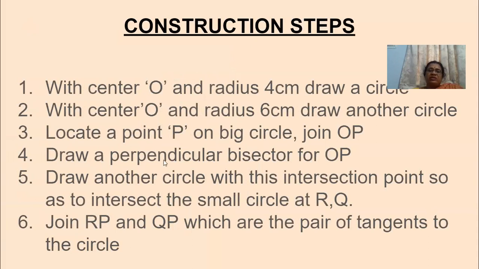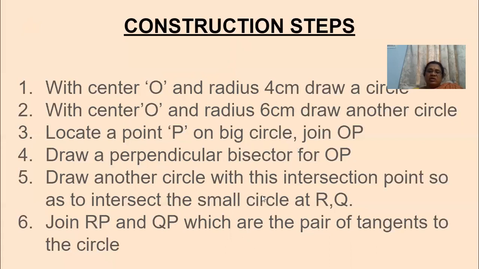So what we have done, with the center O and radius 4 centimeters, we have drawn one circle, and with the same center O, now its radius 6 centimeters, we have drawn another circle. Locate a point. We have to put a point on the big circle and join OP. We have to draw the perpendicular bisector for OP and draw another circle with the point of intersection of these two line segments. We'll get one more circle.